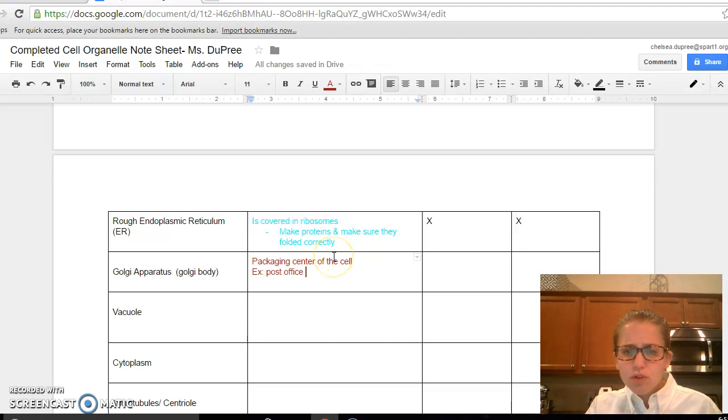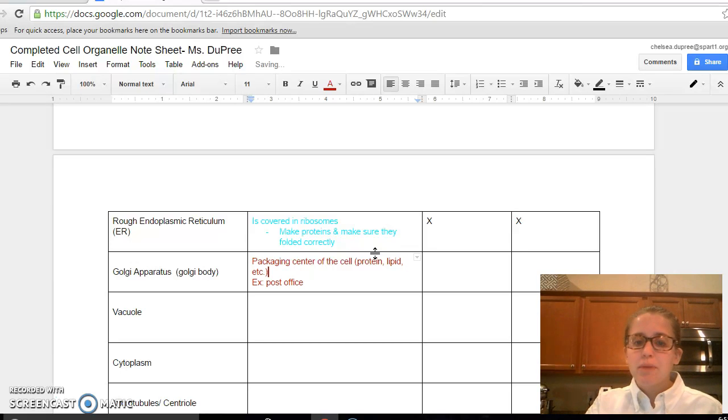Okay? And the same is true for the Golgi apparatus. He is the packaging center of the cell. Whether he's packaging up a protein or a lipid that was just made in the ER, it doesn't matter. It can be many, many things, but he's still going to be responsible for packaging everything up. And these are also found in plant cells and animal cells.